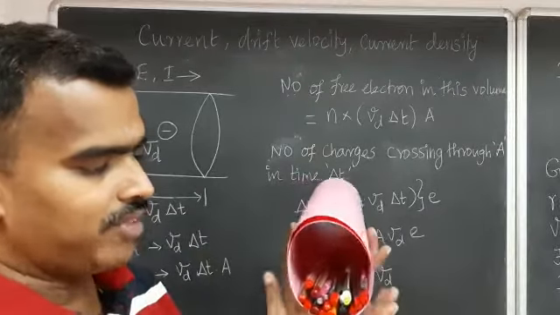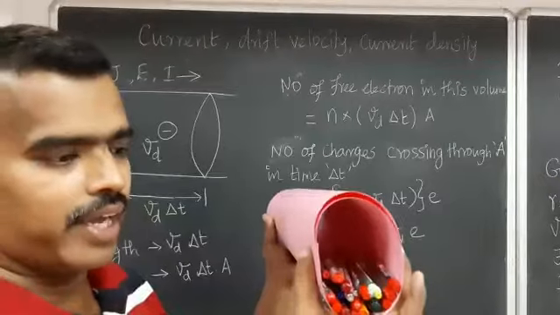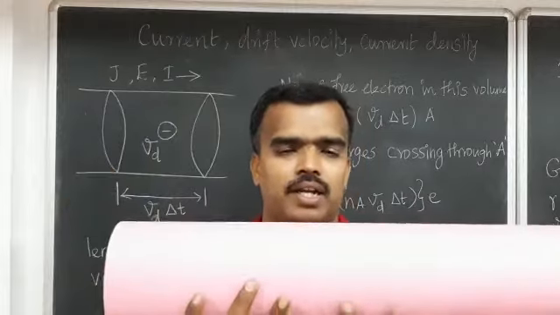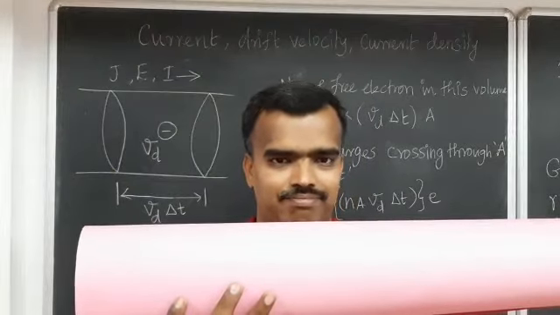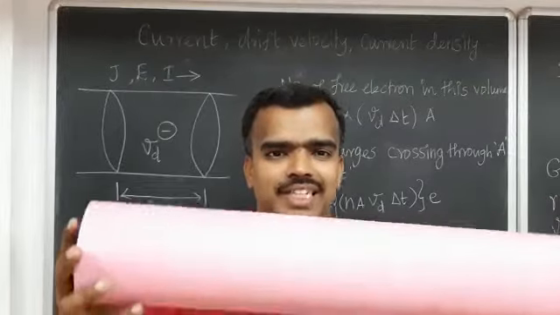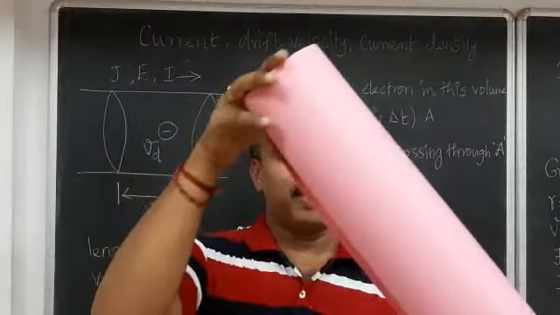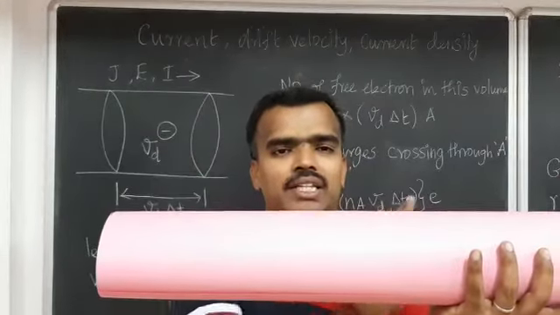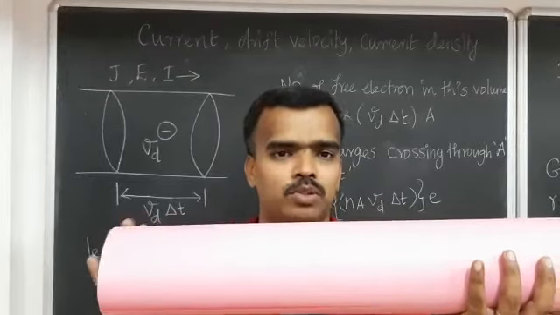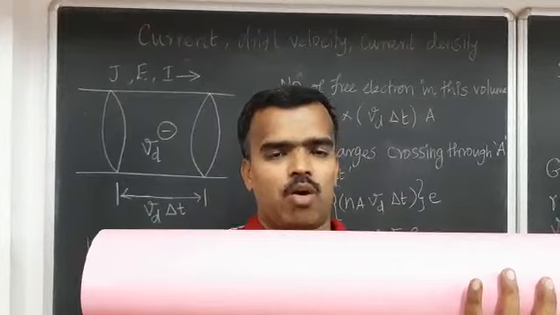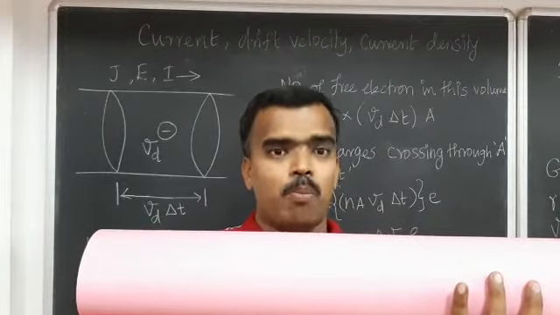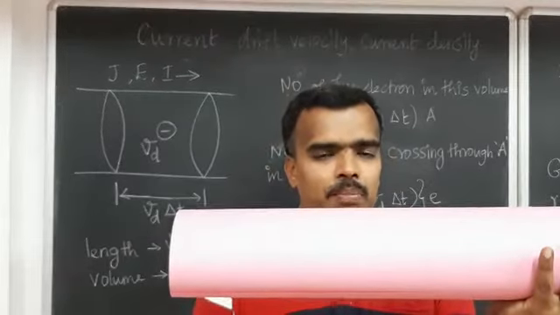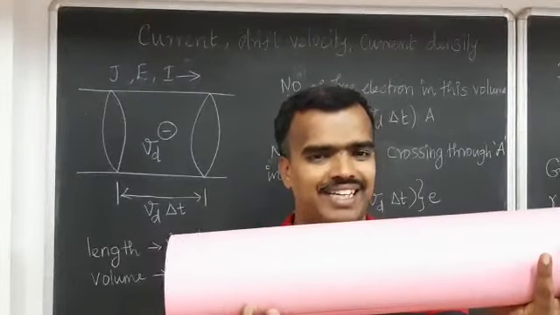Now after applying the electric field, assume that this is the positive terminal of the battery and this side is the negative terminal. All the pens are considered as electrons. Once we apply the electric field, the electrons will shift in the direction opposite to the electric field. So now all those electrons, all the pens, are kept here. For our understanding, I am slightly slanting it.